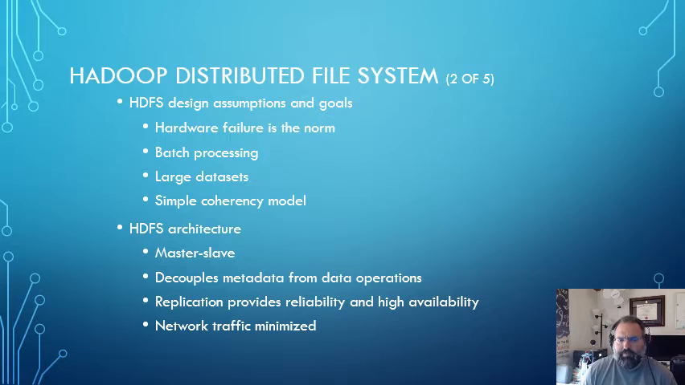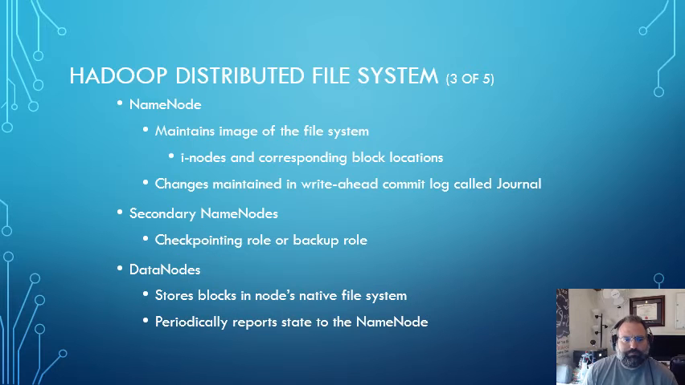It is very much a master-slave, or manager-worker, sort of architecture. It decouples the metadata from the data operations. It replicates in a high reliability and availability model, and it attempts to minimize network traffic as much as possible, primarily because at the time it was created, networks weren't so good. There is a name node which maintains an image of the file system, and changes are written to a write-ahead commit log in a journal.